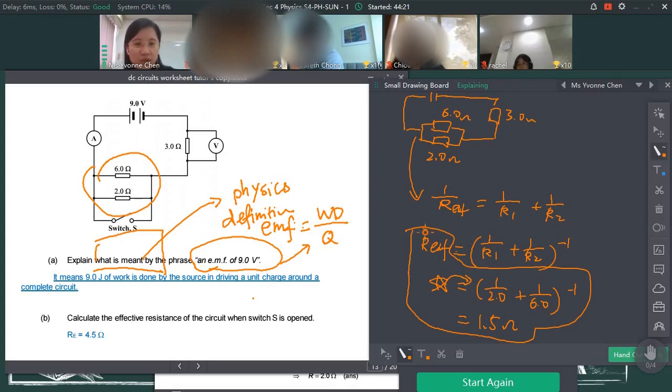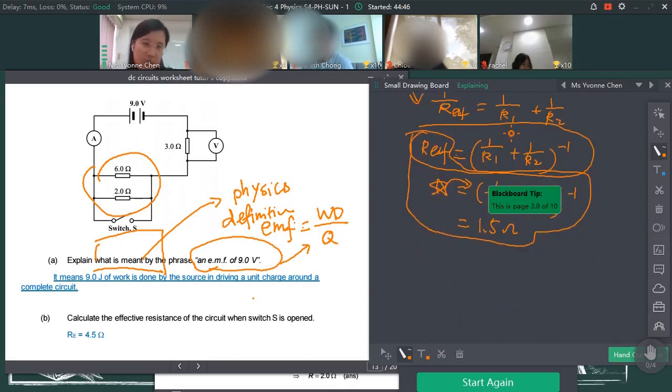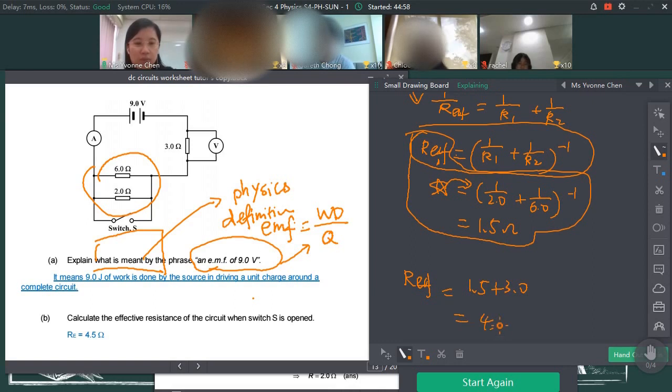We now simplify the formula to this. Take note: effective resistance equals 1 over R1 plus 1 over R2, all to the power of -1. You must show this substitution step, if not, you might not get the credits. This is only for the part connected in parallel. We cannot forget the 2.0. So the effective resistance of this, maybe I call this effective 1, the effective total is 1.5 plus 3.0 equals 4.5 ohm. That's the working. Take note of that.